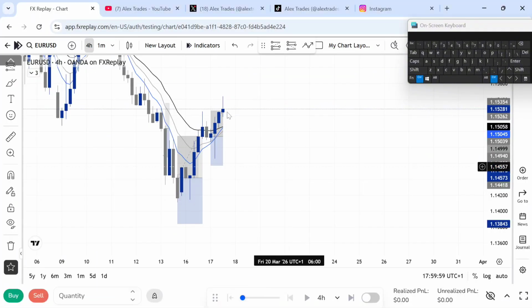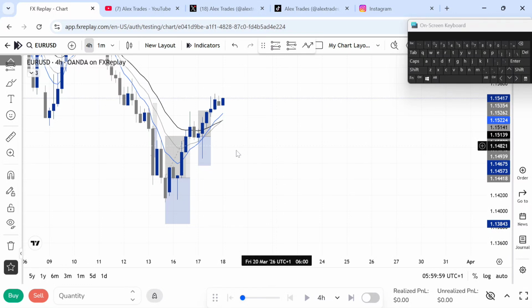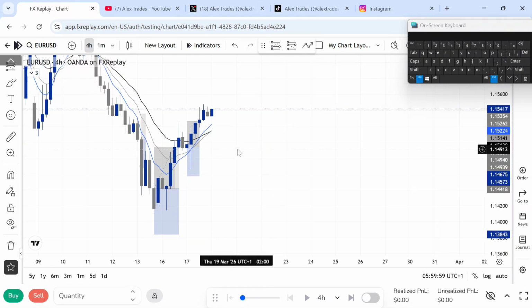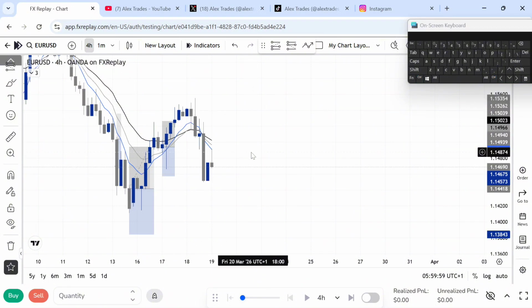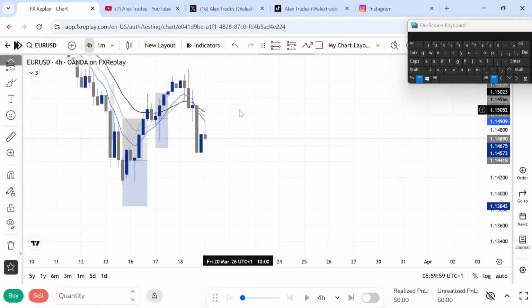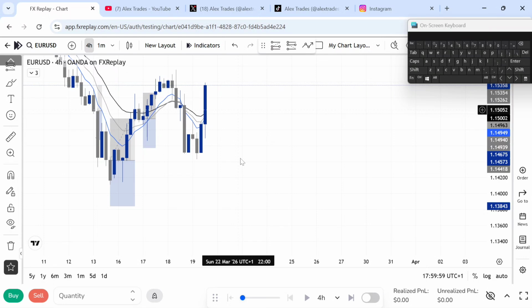Now it's on an uptrend. We won't be taking this trade because it's still fanning out. What we just need is, okay, is that back on a downtrend, so we should be looking for a bearish engulfing.